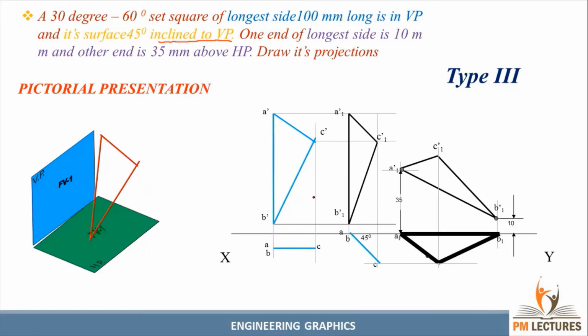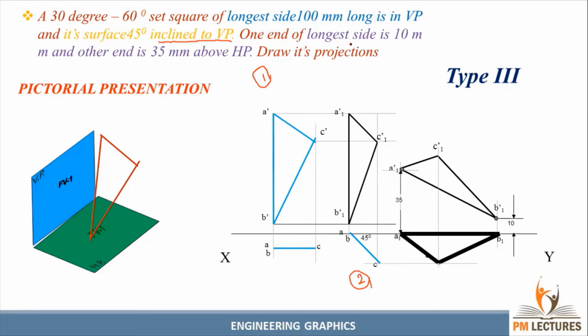So you can draw the diagram above the XY line. The first step is parallel to VP, because in the question we have inclined to VP. And the second step, according to the question, the surface inclination is 45° inclined to VP. We can draw it. So please remember this distance and this distance will be the same. After drawing that, we need to project it and mark the points. After doing that, we can read the question. In the question, there is no edge inclination.